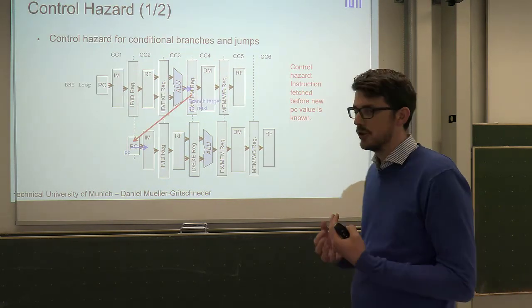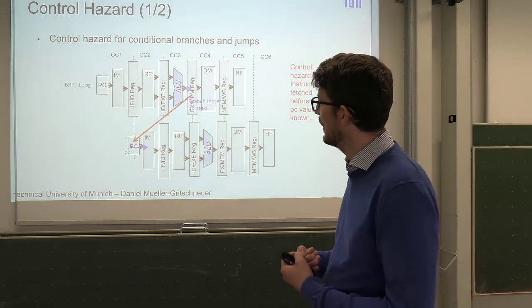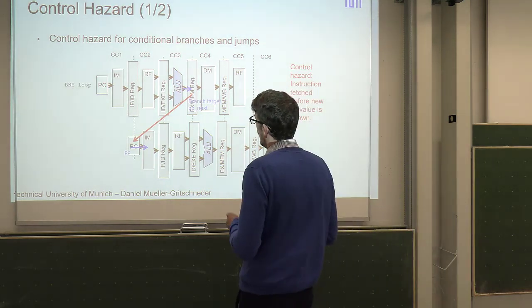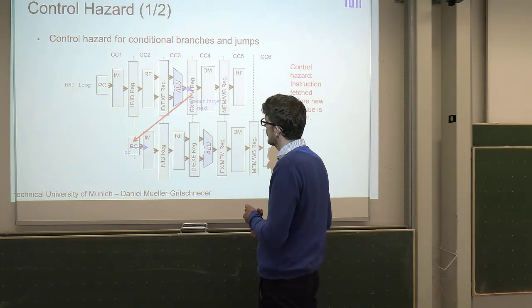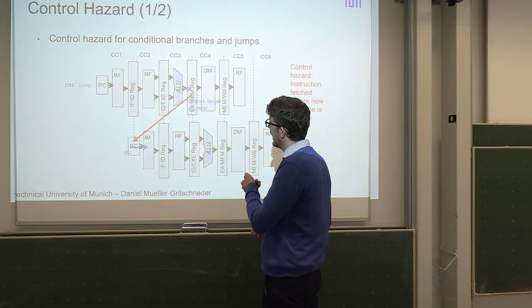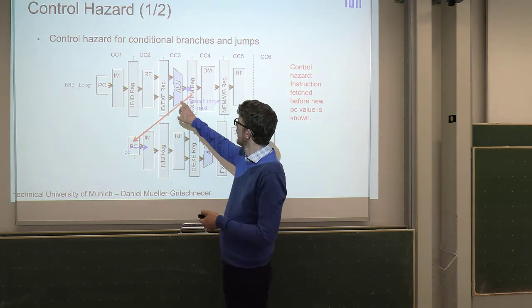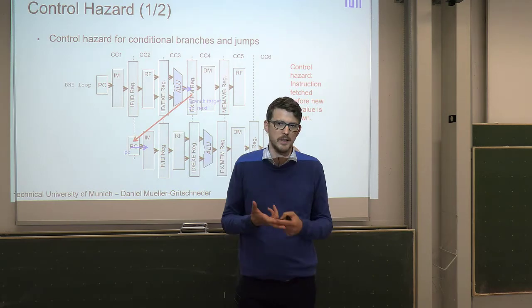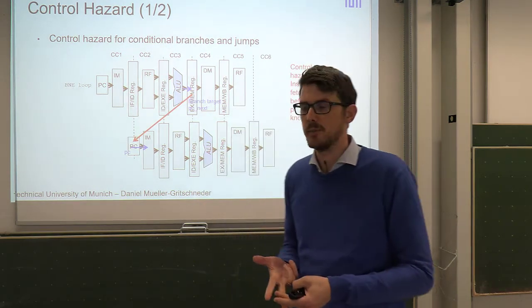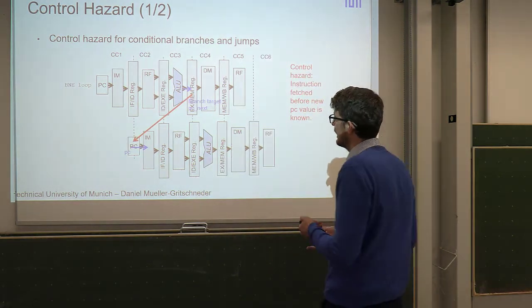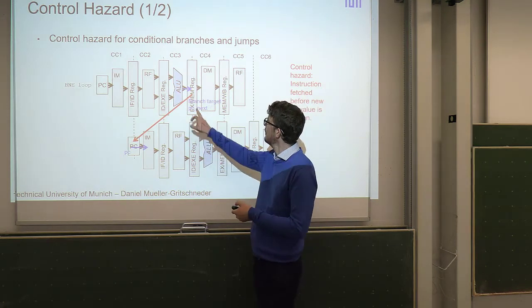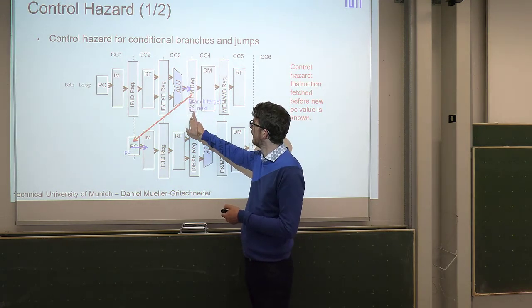Okay, the next thing is the control hazard. So the same situation actually applies. We want to do a branch instruction, and the issue is the branch target we are computing in the ALU, right? We're taking the PC plus the offset. That's where we want to jump to. But if you take this branch, where to jump to, you only know in cycle 3.